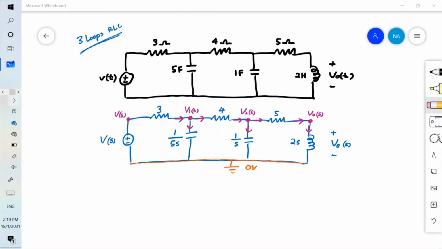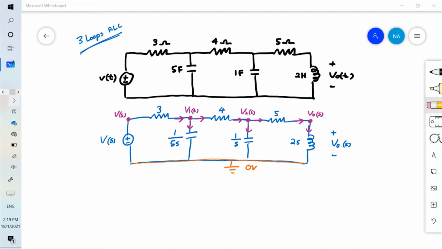Hi, in this video we're going to do a 3 loops RLC circuit transfer function. We are going to use node analysis method with Cramer's rule. So on my whiteboard there are 2 circuits. The top circuit is the circuit in the time domain.